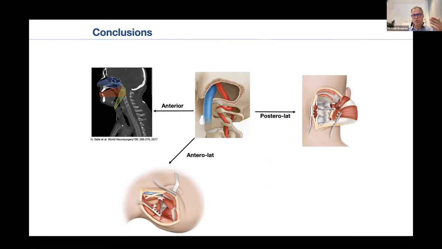So this is my conclusion. You see, there are several ways to approach the craniocervical junction: the anterior approach, the posterior approach, and the anterolateral one. All those approaches have their advantages, disadvantages, and particularities that have to be known. And I have tried to explain how to manage the vertebral artery at this level when you have to expose it.